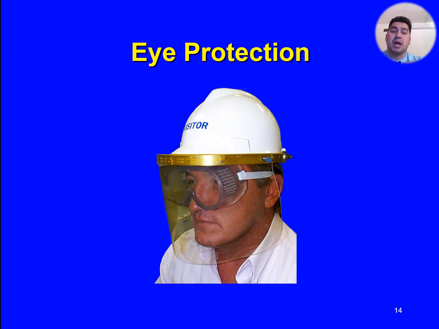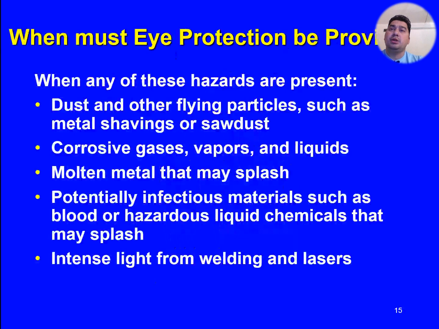Now we have the eye protection. How can we select the eye protection? We have the face shield and the goggles. When must eye protection be provided? When any of these hazards are present, you have to provide eye protection: dust and other flying particles such as metal shavings or sawdust, corrosive gases, vapors and liquids, metal that may splash, infectious materials such as blood or hazardous liquid chemicals that may splash, intense light from welding and lasers. So you have to check that.